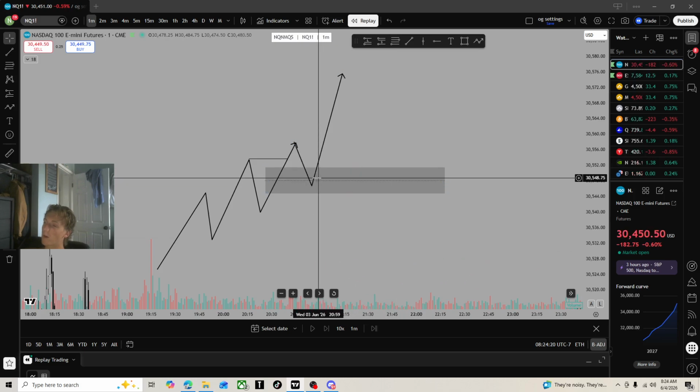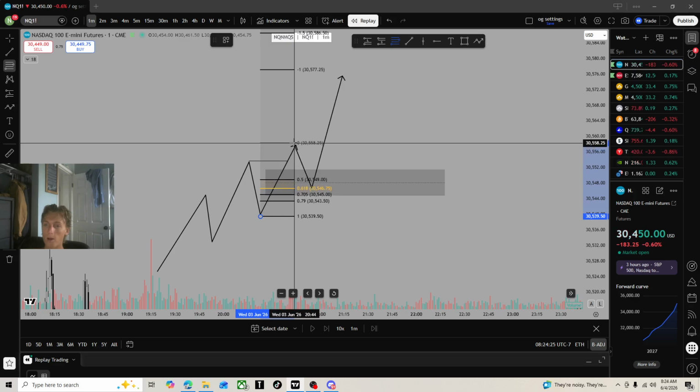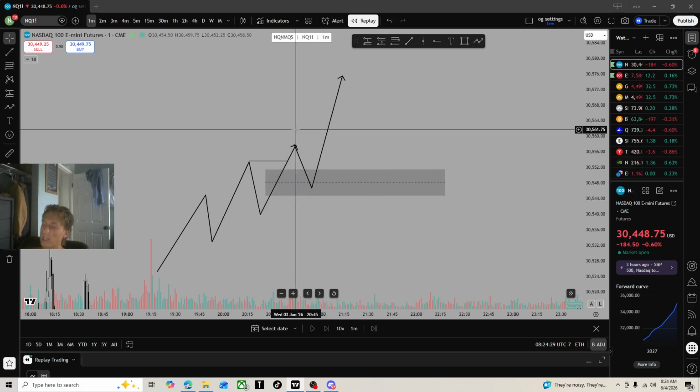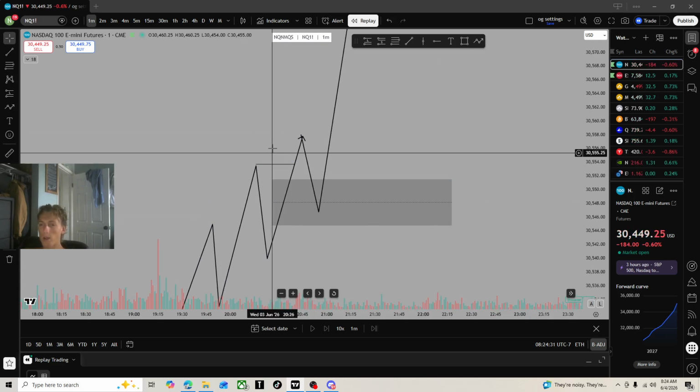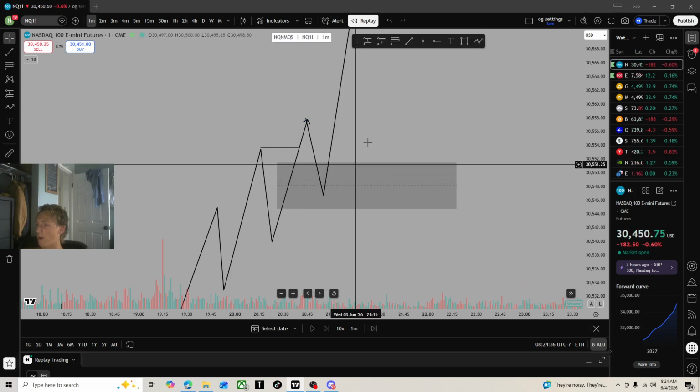So we want to catch these pullbacks, right? That's the whole point of OTE. Like, boom, an order block matches up with OTE. Take your entry off that. That's the whole point of OTE, right? So basically, this order block is just going to be the same. It's just a PD array where price can reverse out of.